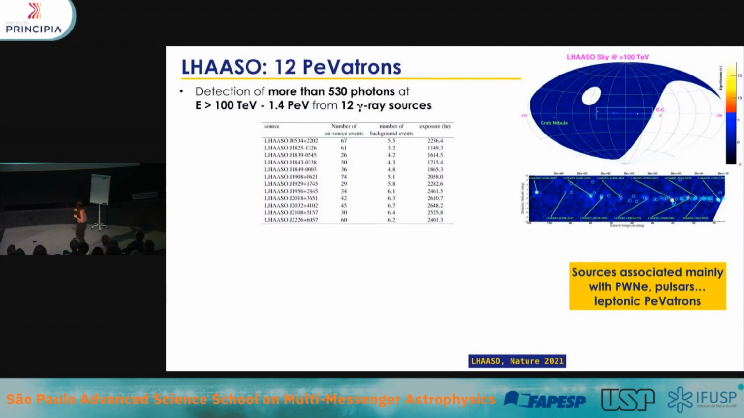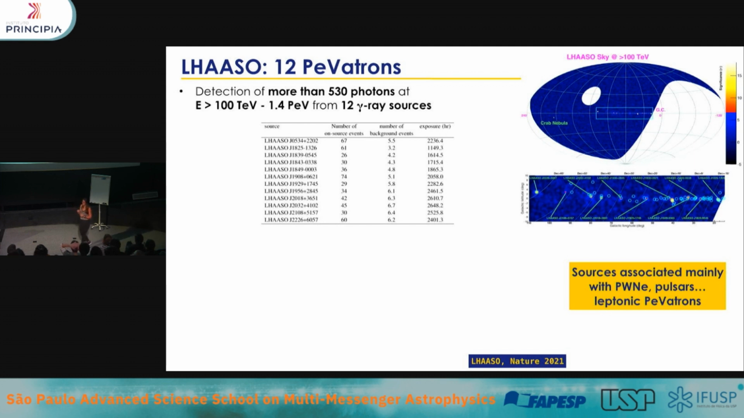Well, you can see the distribution in the galactic plane, and the exposure time. Basically, they detected this in the first year of operation. So absolutely an amazing result. And they claim that they detected about 500 photons above 100 tera electron volts. So you really see we count photons, right? We are able to count the photons because we have so few in our energy ranges.